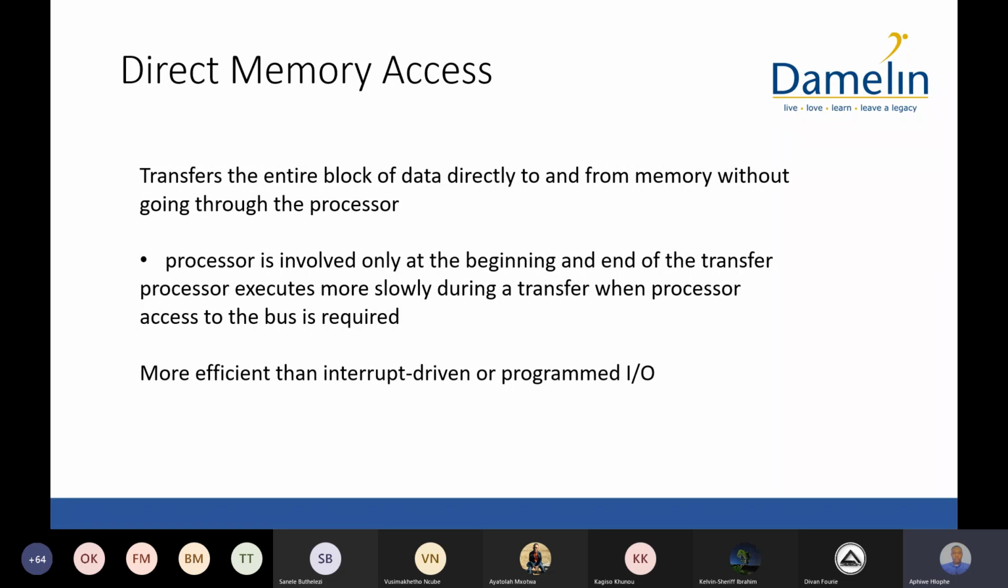Okay, so we say direct memory access transfers the entire block of data directly to and from the memory without going through the processor. So the processor is involved only at the beginning and the end of the transfer. The processor executes more slowly during the transfer when processor access to the bus is required. You can picture components like the GPU, the graphics card. The graphics card cannot wait, okay? In actual fact, some graphics cards come built in with memory, but that's a debate for another day.